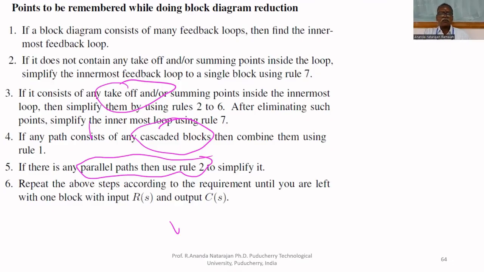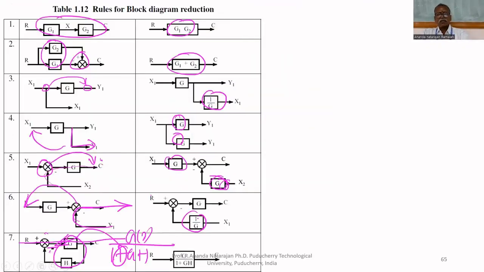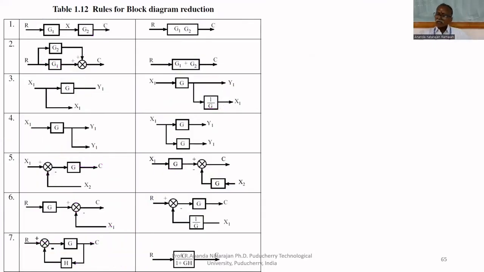Algorithm: repeat the above steps from 3 to 6 continuously. You will get a single block diagram. Now we will see this. These are the 7 rules in a nutshell. All the rules in a nutshell.